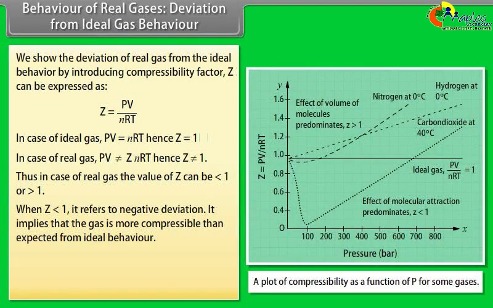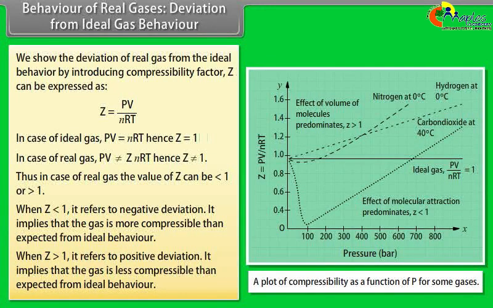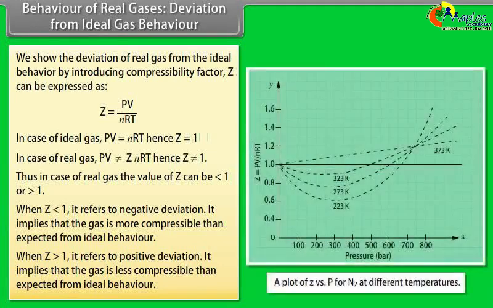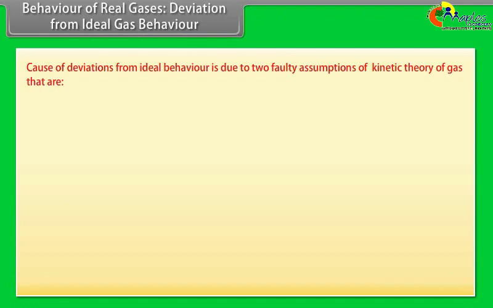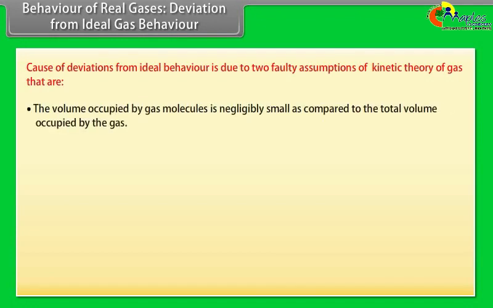When Z is less than 1, it refers to negative deviation. It implies that the gas is more compressible than expected from ideal behavior. When Z is greater than 1, it refers to positive deviation. It implies that the gas is less compressible than expected from ideal behavior. The cause of deviations from ideal behavior is due to two faulty assumptions of kinetic theory of gas, that are: the volume occupied by gas molecules is negligibly small as compared to the total volume occupied by the gas, and the forces of attraction between gas molecules are negligible.